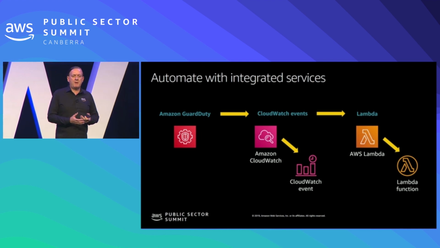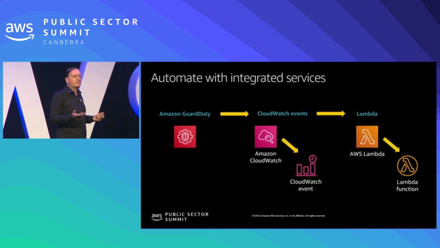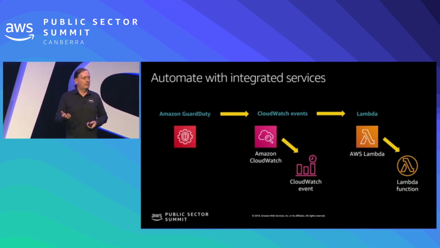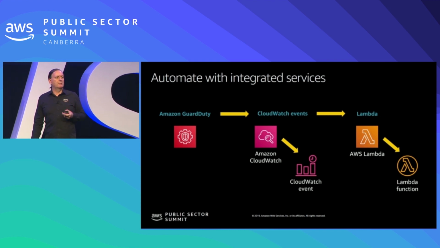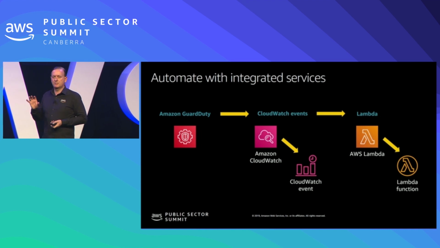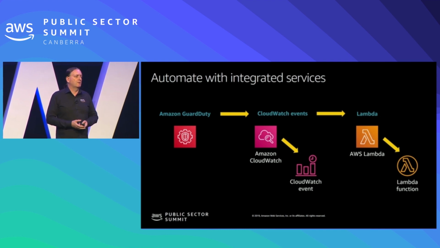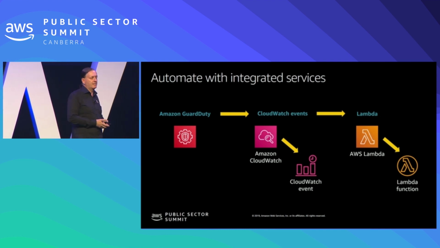Now, an example of this pattern would be GuardDuty detecting a compromised EC2 instance in your account that's trying to talk to a malware command and control host out on the internet. The GuardDuty finding via CloudWatch events triggers a Lambda function that isolates your EC2 instance by replacing the security group with one that has no VPC or internet connectivity. You can then later perform a forensic analysis of your isolated EC2 instance at your leisure.